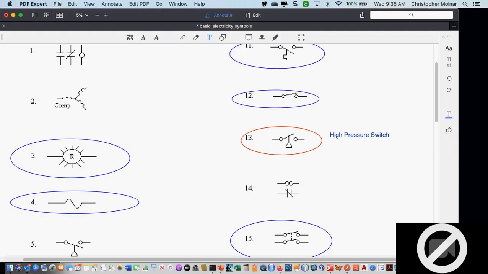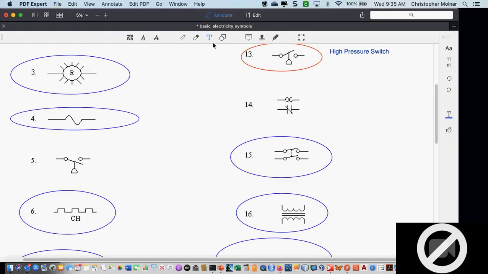Okay, opens on pressure rise, closes on pressure drop. What about number 5? Pressure? Low pressure switch. 13. You're right, low pressure switch, because it's going to open on a pressure drop. Okay, again, look at the direction of where things open. It's going to open on a pressure drop, and it's going to close on a pressure rise.